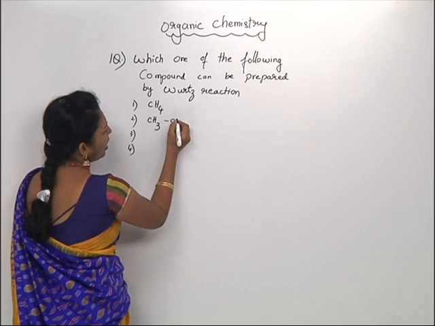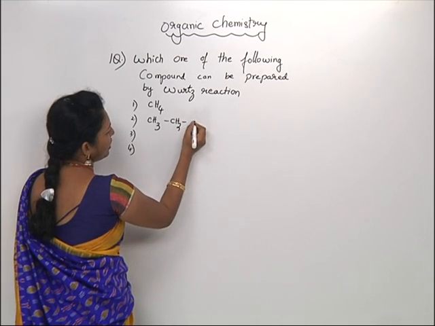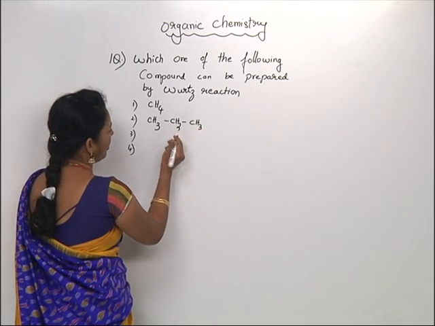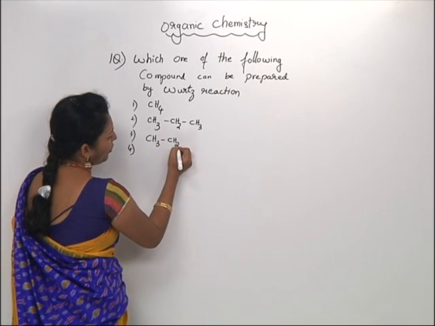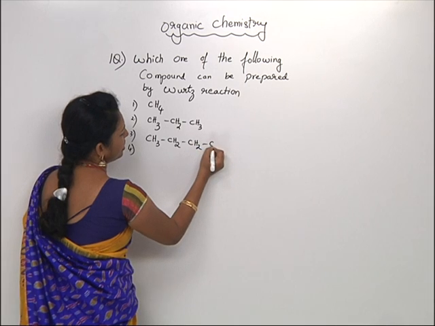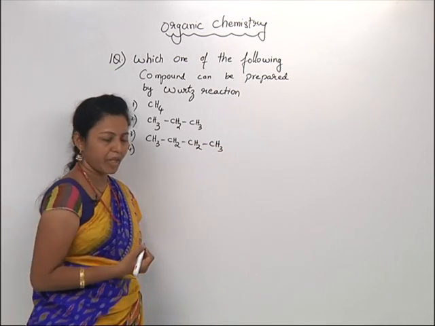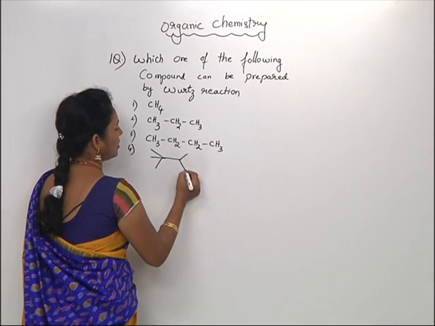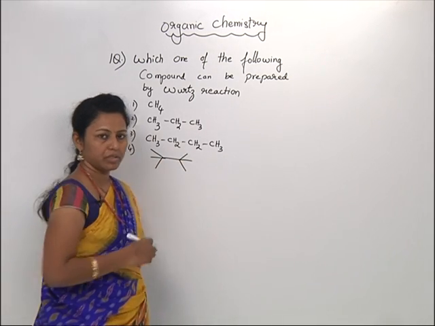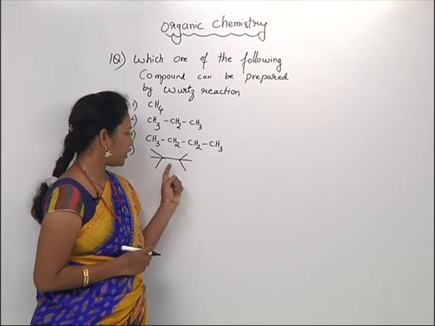a 3 carbon compound, CH3CH2CH3, propane, and a 4 carbon compound, CH3CH2CH2CH3, butane, and one more, a bond line structure of a branched compound, given in this way.